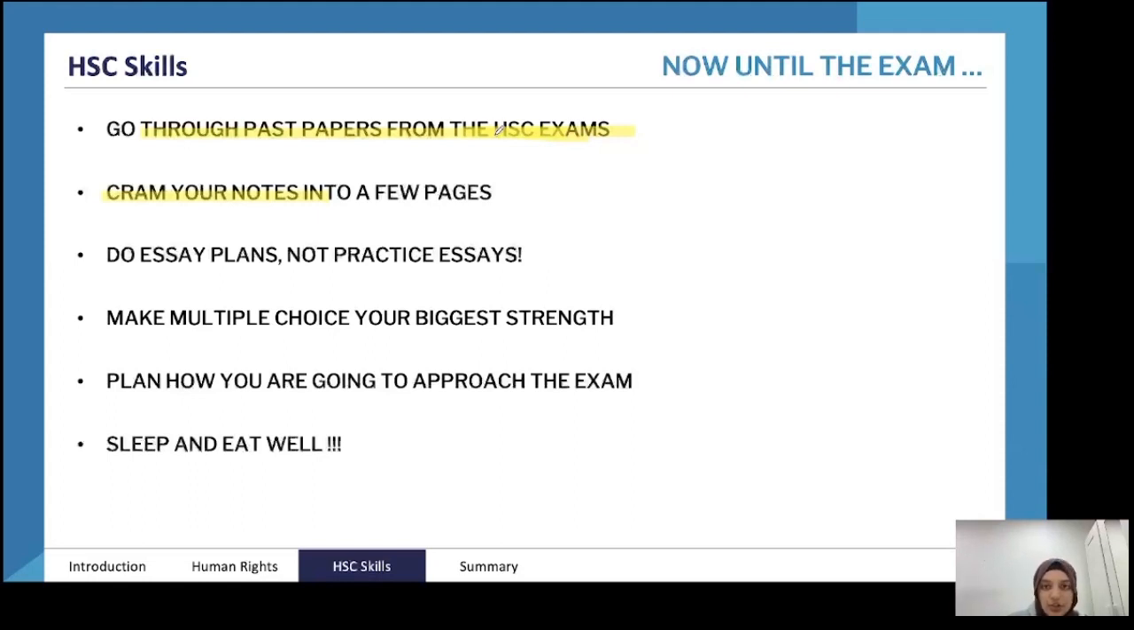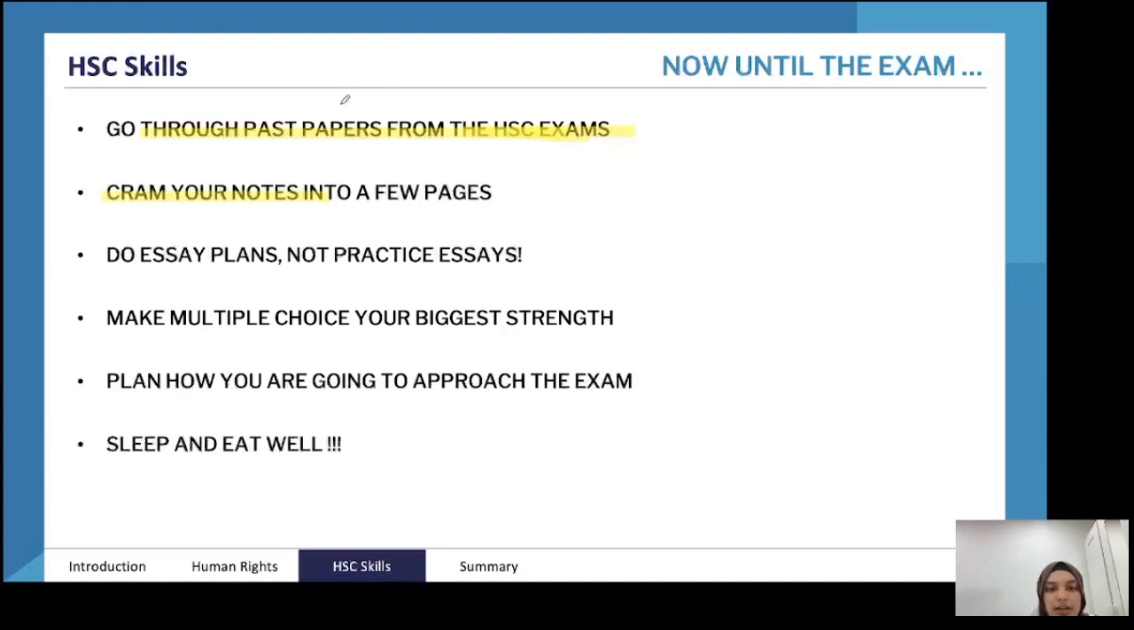Plan how you're going to approach the exam, whichever method works best for you. And sleep and eat well. Make sure that you're giving yourself enough rest time and you're taking breaks as well, because it can be quite an overwhelming process and you don't want to burn out at this stage. And go through your syllabus. Please, please, please go through your syllabus, because that is where the questions are coming from.